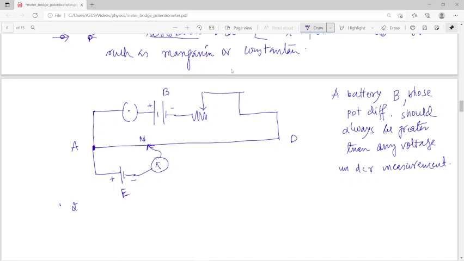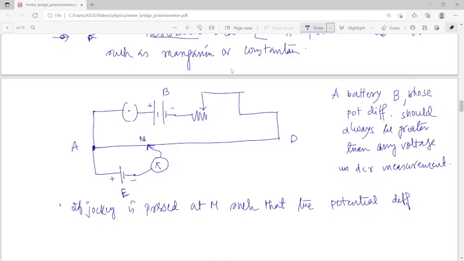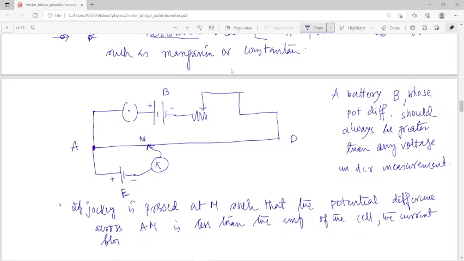That means if the jockey is pressed at M such that the potential difference across AM is less than the EMF of the cell, the current flows in the galvanometer in the direction MEA.